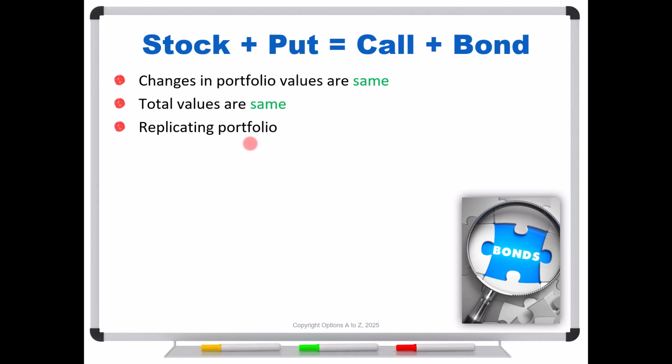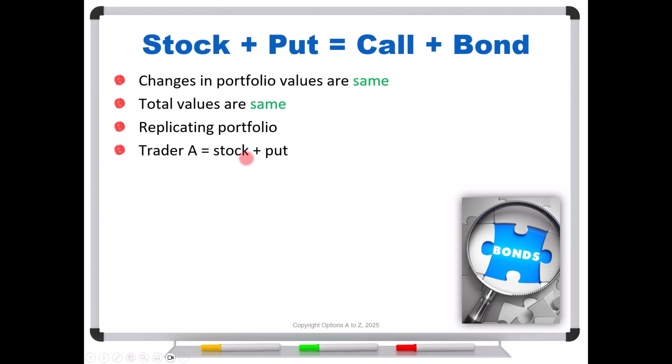So think of the word replica. If you have a model car or an airplane that is a replica, it looks exactly the same. Might be a different scale, but it certainly looks the same. Everything's the same. And so that's a way to remember what a replicating portfolio is. The changes are the same and the total values are the same.